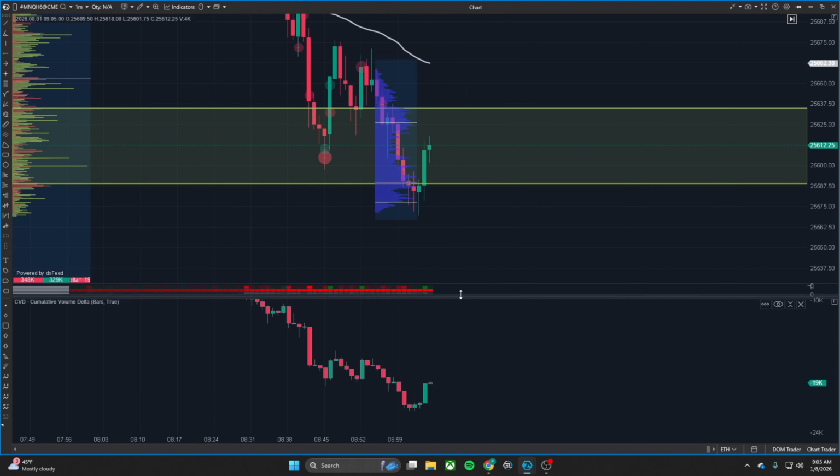So yeah, we see buyers starting to come back in the market. The reason we don't see the bubbles again is because of the filter. We set it to a minimum of 30. And in New York session, with the amount of big players we have, we don't want it lower, or we're not going to be able to read the charts.